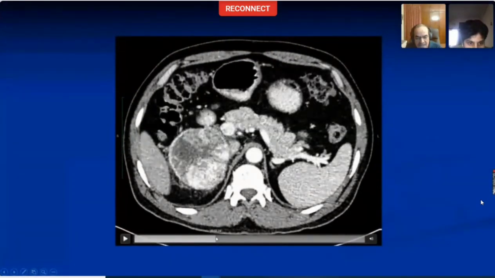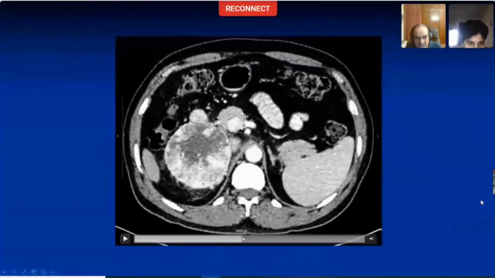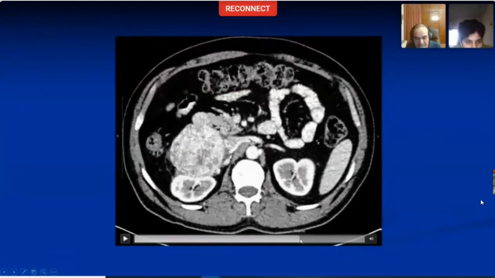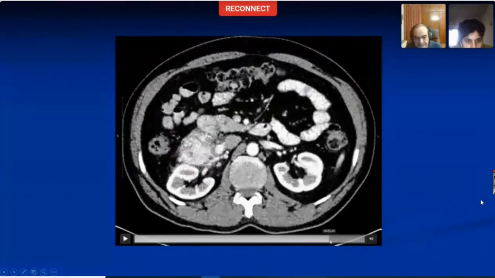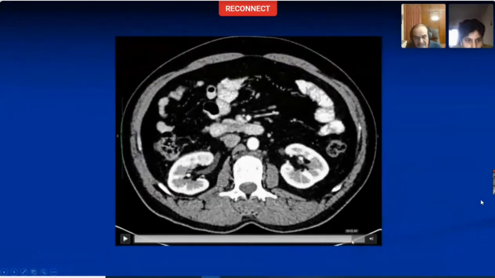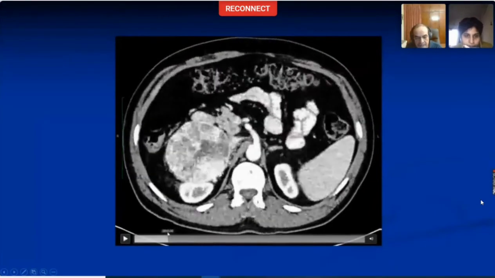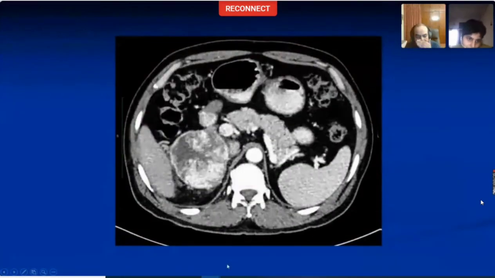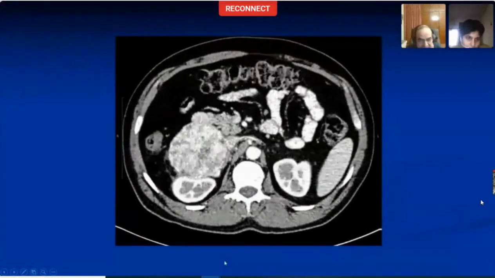I only have axial images of this patient, and I'm not telling you the history, but what is your comment on the origin and the appearance of this lesion? Where do you think it's arising from? So right suprarenal region, sir. Very good. Yes, it is arising from there.